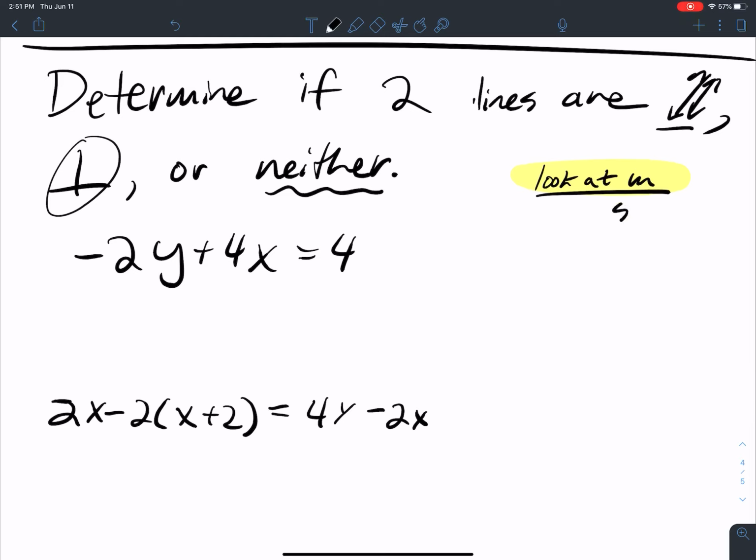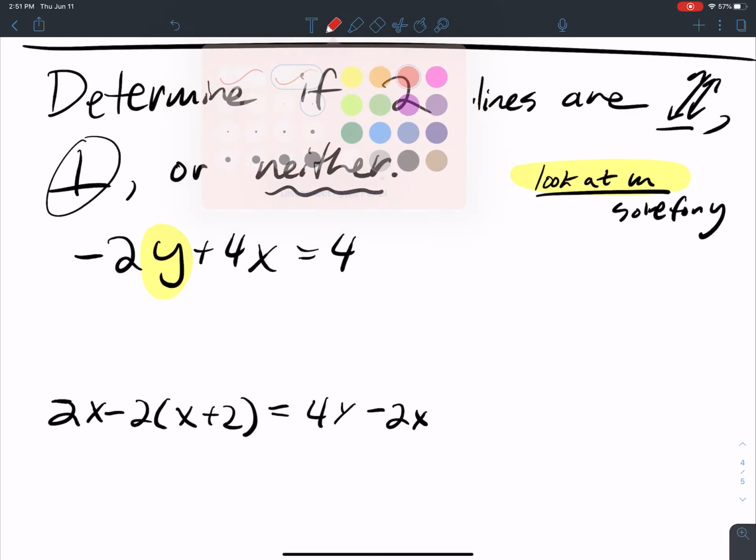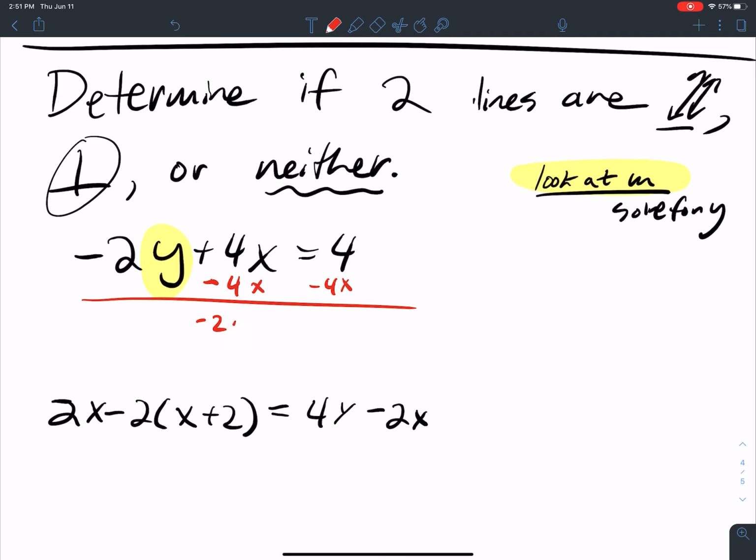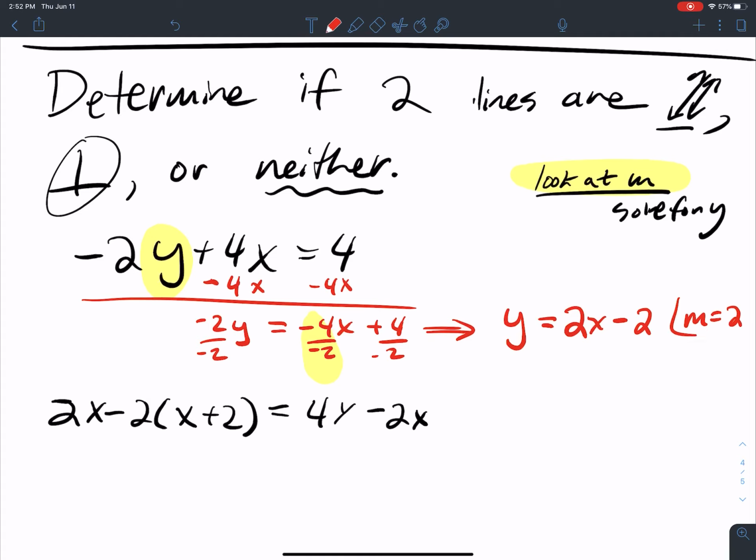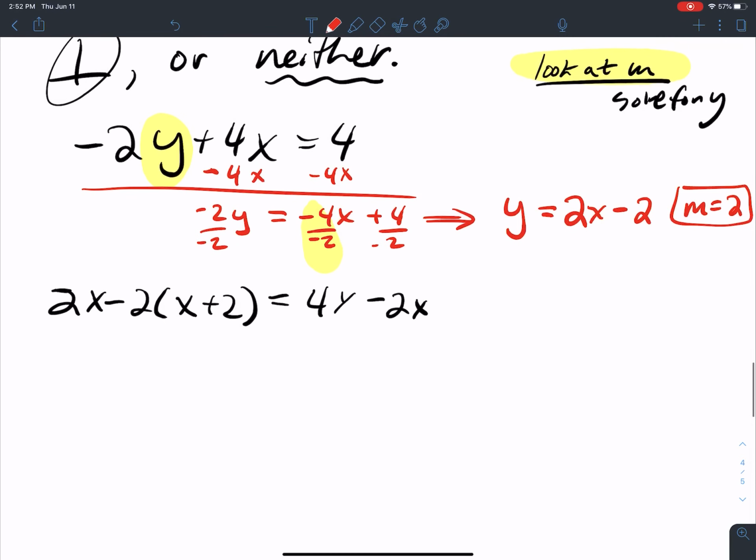So if I solve for y, try to get y by itself, what do I do? I subtract 4x from both sides. I get minus 2y equals minus 4x plus 4. Divide by negative 2 everywhere. And this gets me y equals, well, negative 4 divided by negative 2 is a positive 2x minus 2. So my slope here is 2, okay? Now let's see what the slope is down here.